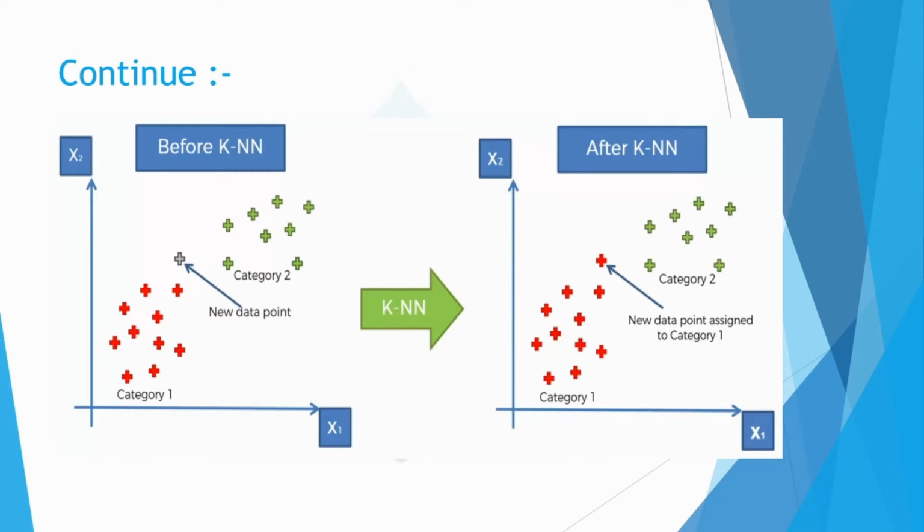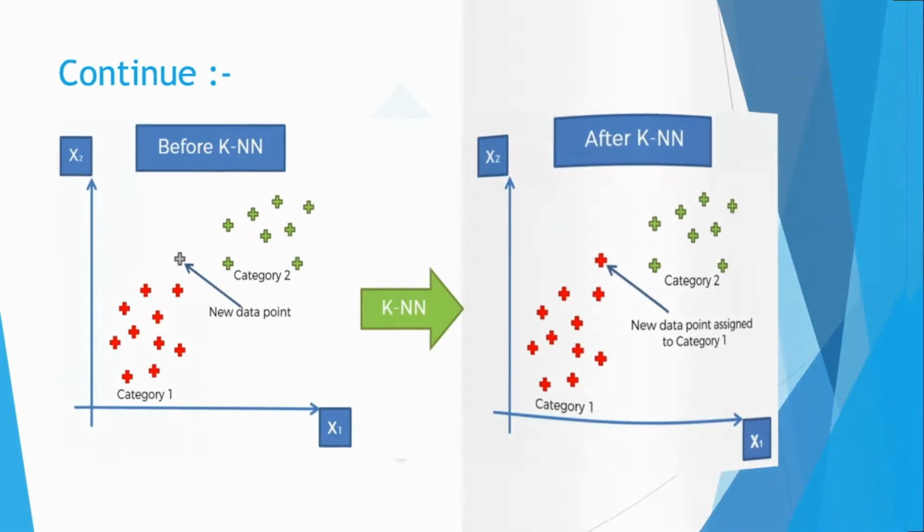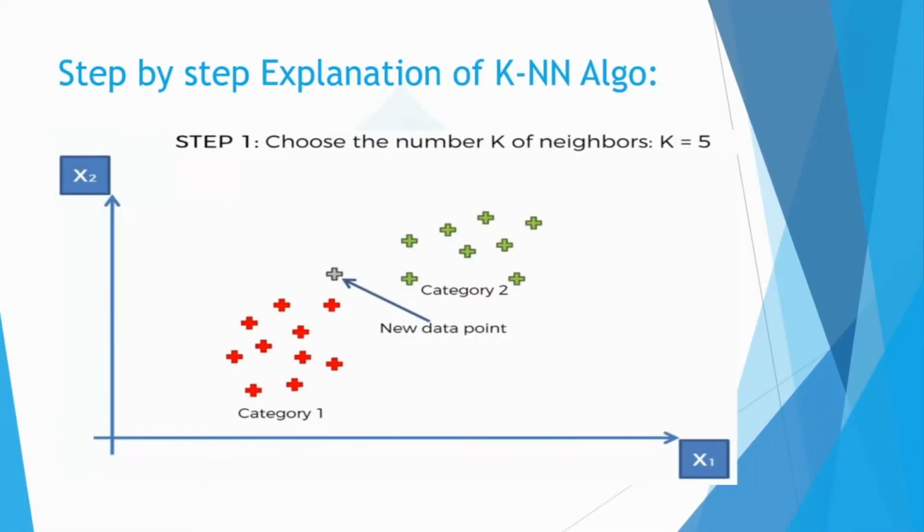This is an example plot in which there are two categories, category 1 and category 2. Before applying KNN, we take a new data point somewhere in between these two categories. After the KNN algorithm is applied in this example plot, we get that the new data point belongs to category 1. So let's see how this decision takes place. Here is the step-by-step explanation of the KNN algorithm.